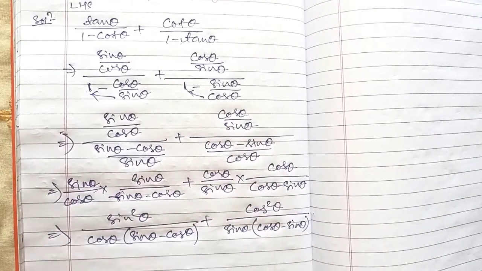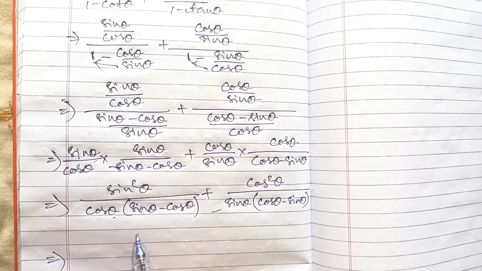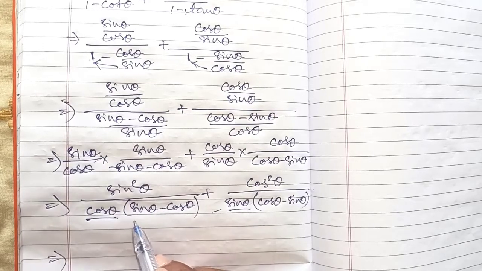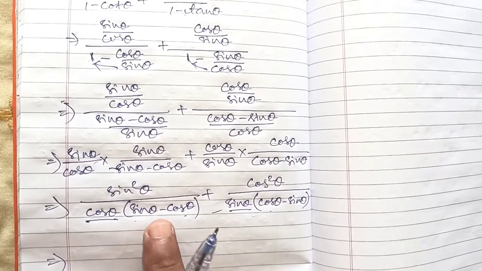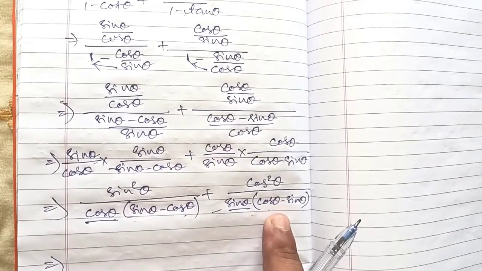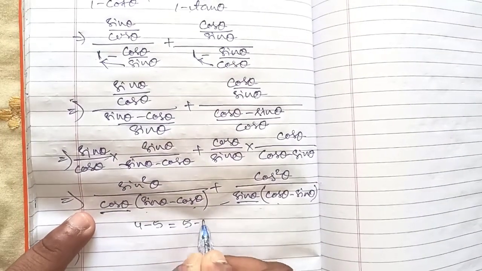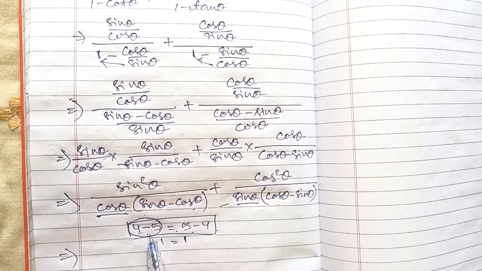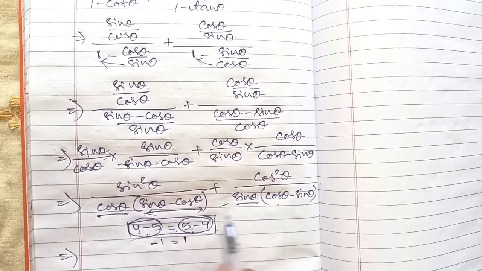Now we have to take LCM. When we are taking LCM, we have to see the denominator. Cos theta and sine theta are different, so both will come in the LCM. Now sine theta minus cos theta and cos theta minus sine theta are the same terms, but the signs are different. Suppose I write 4 minus 5. Is it equal to 5 minus 4? No, because 4 minus 5 is minus 1, and 5 minus 4 is 1. So either we change this one into 5 minus 4, or we write this as 4 minus 5. Similarly for these two terms also we have to change.